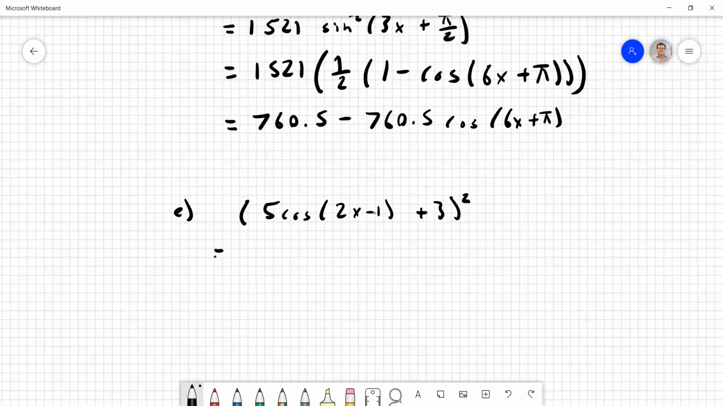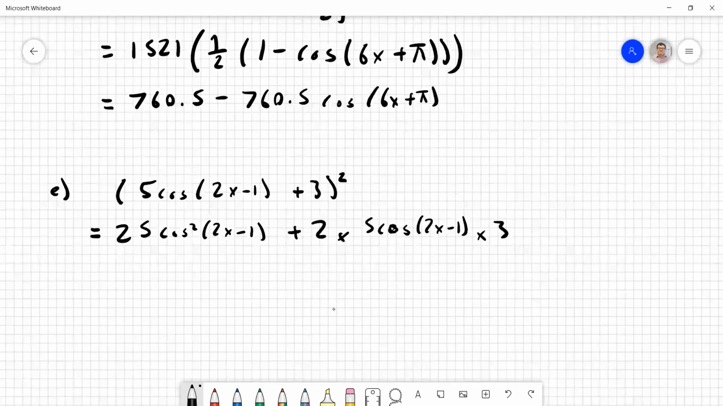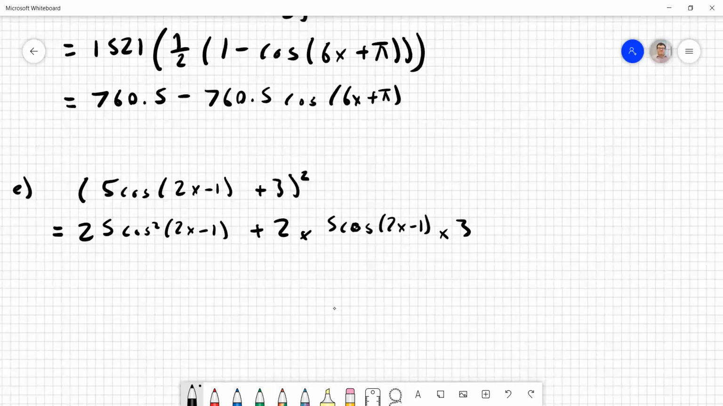So first of all, we'll start off with the first term squared, so the 5 cos 2x minus 1. That's going to be 25 cos squared 2x minus 1. Then we add to this 2 times the first term, so we're going to have 2 multiplied by 5 cos 2x minus 1, and then we're going to multiply that again by 3. So 2 times the first term times the second term. And lastly to that we're going to add the square of the final term, so the square of 3, so we're going to add plus 9.